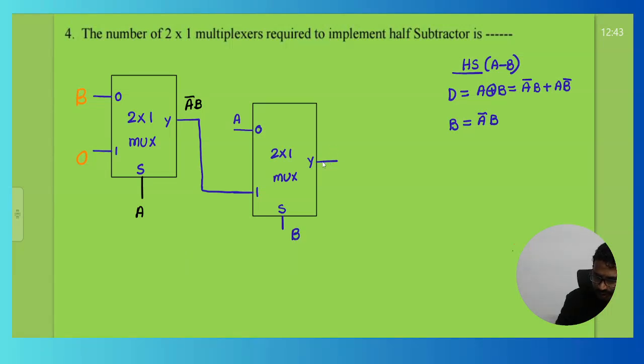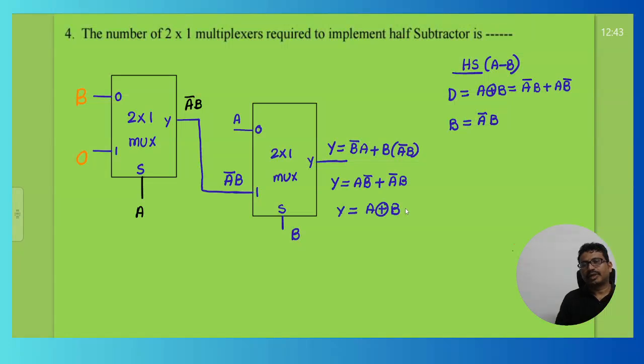Now, can you tell me what expression I will get, this Y? What output will I get? You tell me now here. This is A bar B here. So you can tell me now, this is B bar into A plus B into A bar B. So the expression will become what? Tell me now here, A B bar plus A bar B. So this is nothing but the difference expression only, an XOR gate we got.